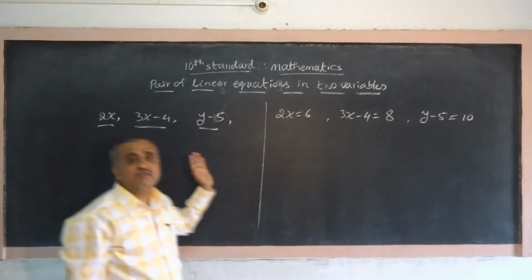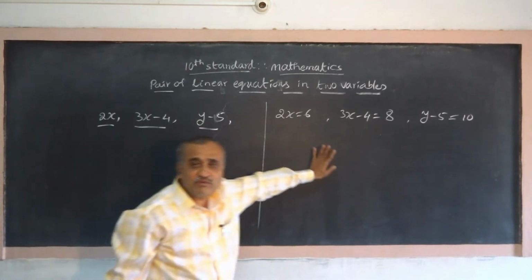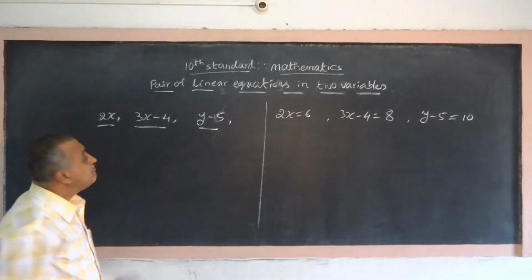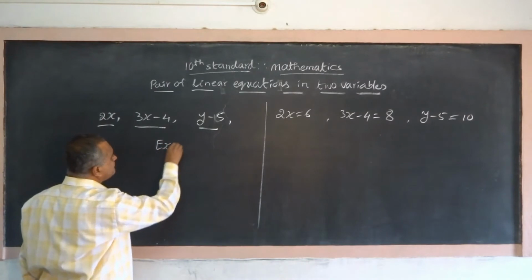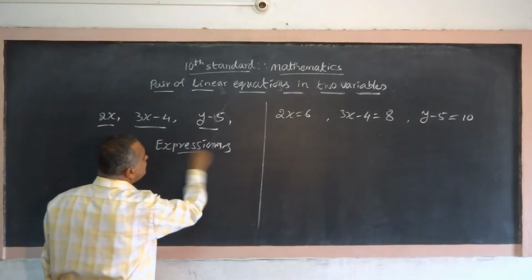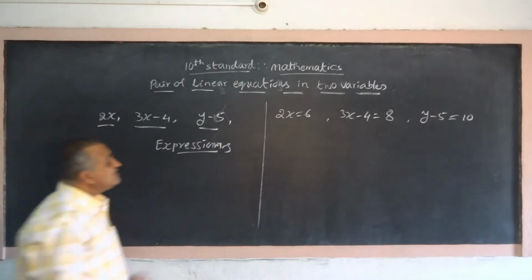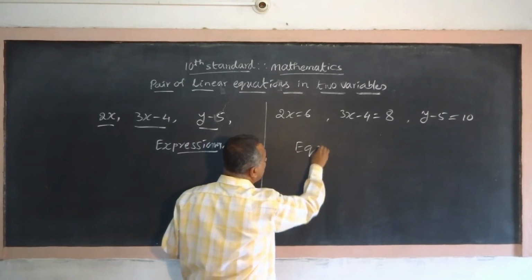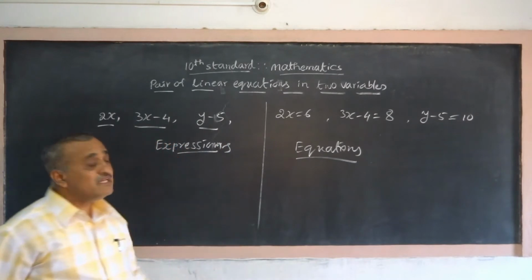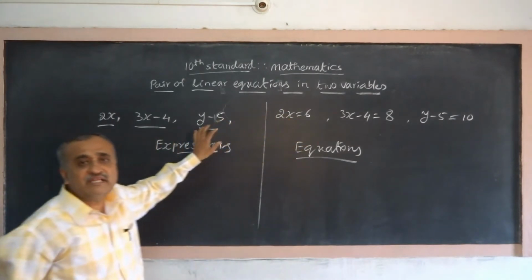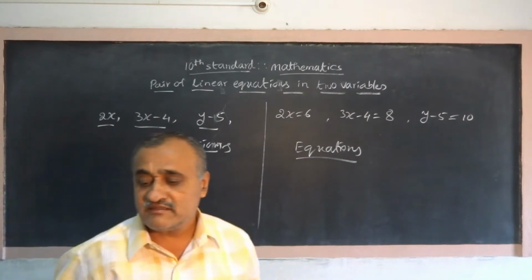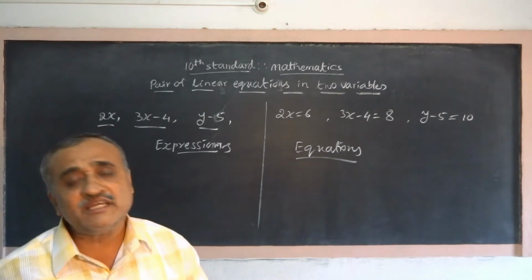Then what are these? What are these and what are these? These are called mathematical expressions. These are called expressions. Then what are these? These are called mathematical equations. These are called the equations and these are called the expressions. What do you mean by an expression? Mathematical expression. What is the mathematical expression?